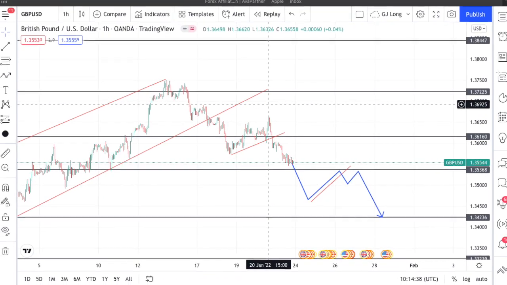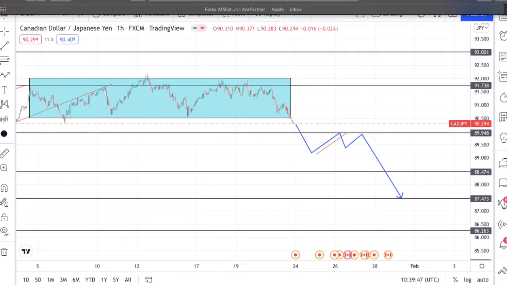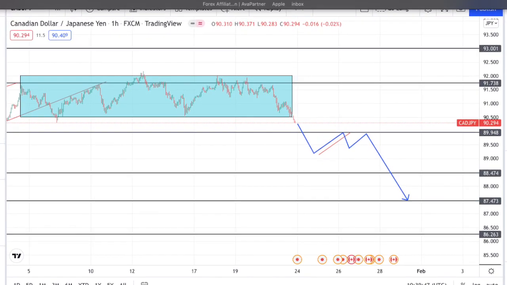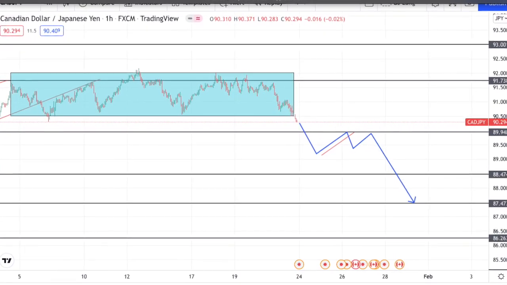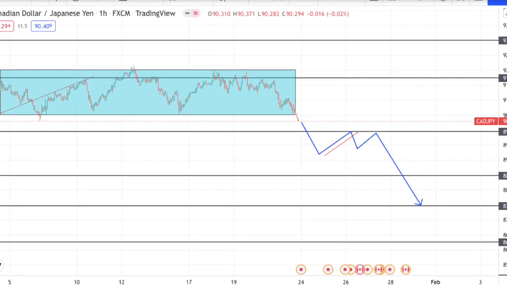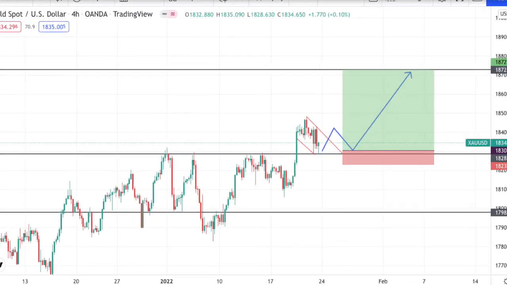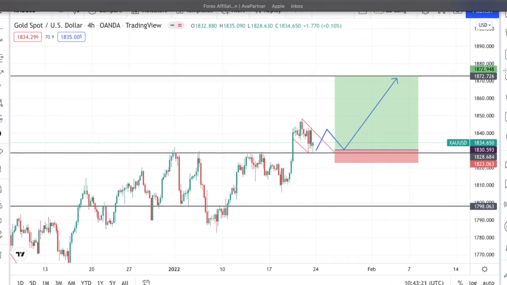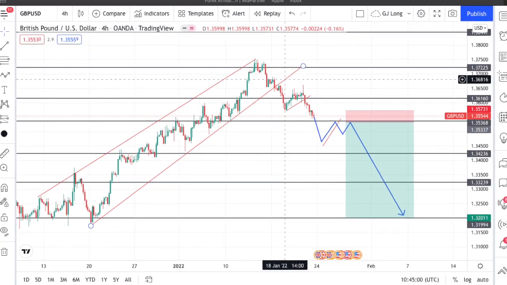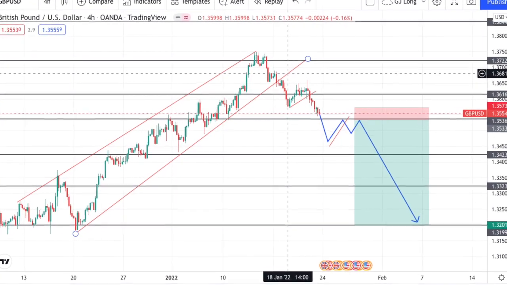That red line is for our breakout. Here on the CAD JPY, the red line symbolizes the same thing. We're anticipating a breakout, and then we take short positions. So these are my final predictions on gold, GBP USD, and CAD JPY.